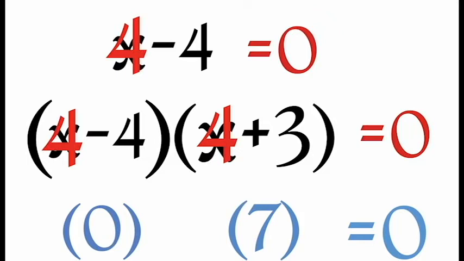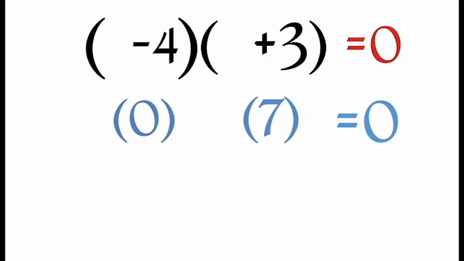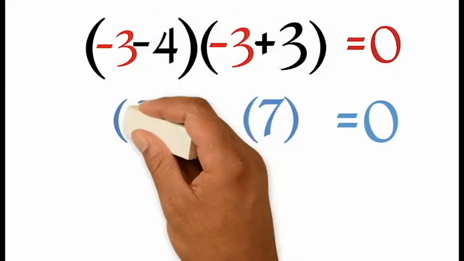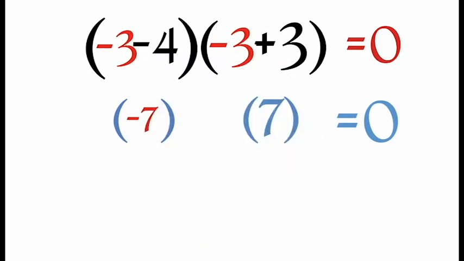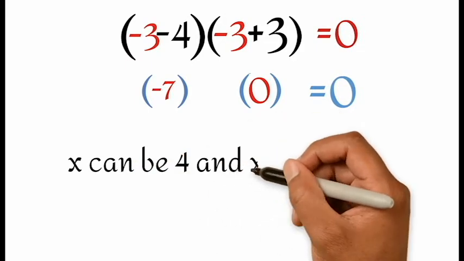Therefore, all you have to do is make sure that one of the parentheses is 0. Can you think of another number that will make one of these parentheses 0? Negative 3. Negative 3 minus 4 is negative 7. Negative 3 plus 3 is 0. So negative 7 multiplied by 0 is 0. So x can be 4 and negative 3.